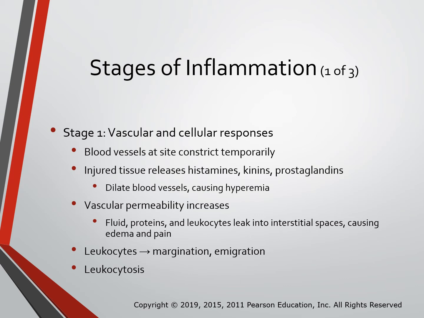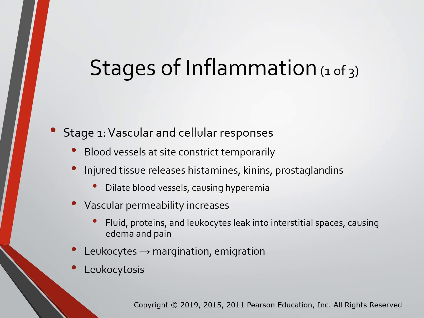So stage 1. Immediately after injury or infection, blood vessels temporarily constrict in the surrounding area. The injured tissues release histamine, kinins, and prostaglandins in response to the injury or infection. These substances serve as chemical mediators to dilate blood vessels, causing more blood to flow to the injured areas. And the more blood brings more oxygen and more nutrients that the cells need. This marked increase in blood supply is referred to as hyperemia and is responsible for the characteristic signs of redness and heat that accompany inflammation.